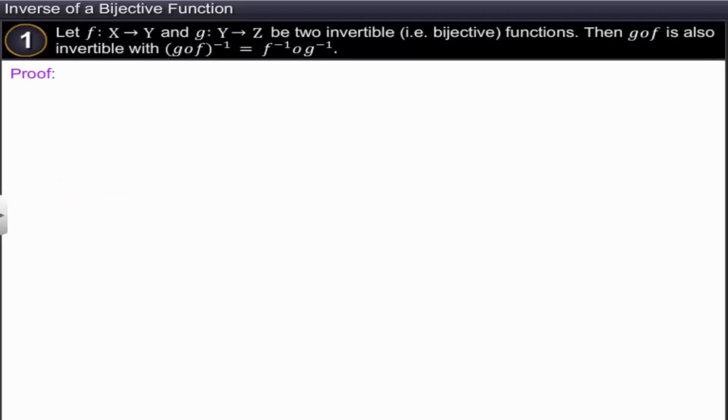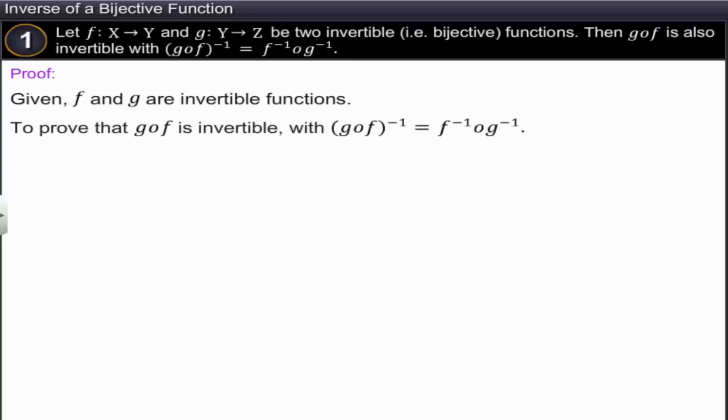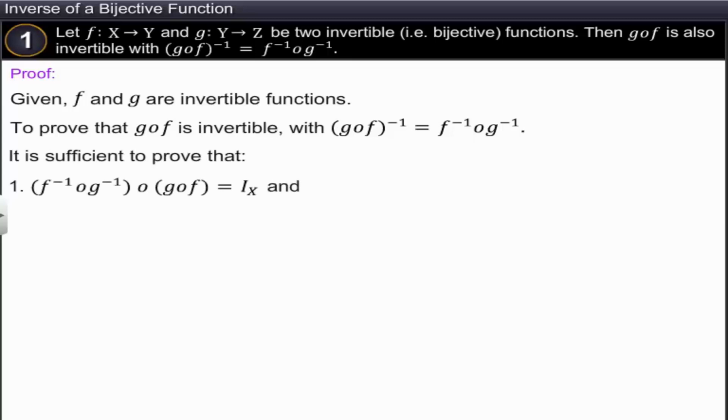Let's begin with the proof. We are given that f and g are invertible functions. We have to prove that g circle f is invertible, with g circle f inverse equal to f inverse circle g inverse. To prove g circle f invertible, it is sufficient to prove that the composition of g circle f and f inverse circle g inverse is an identity mapping from X to X, and that the composition of f inverse circle g inverse and g circle f is an identity mapping from Z to Z.